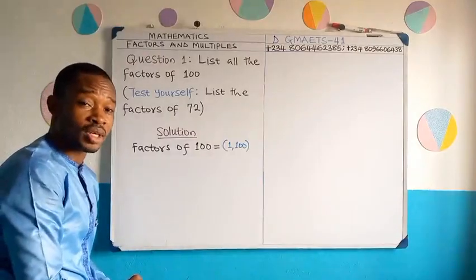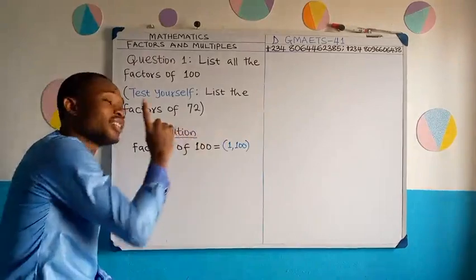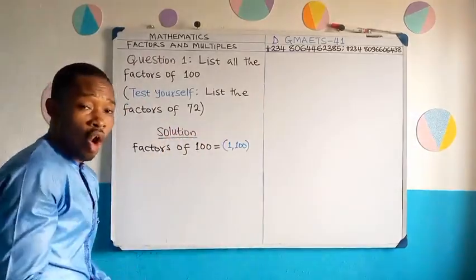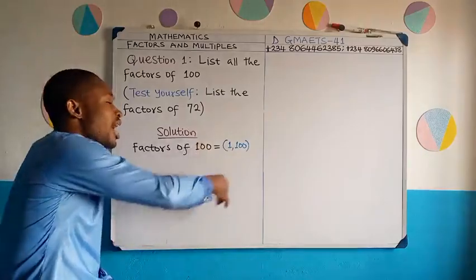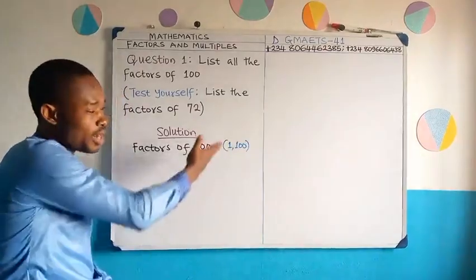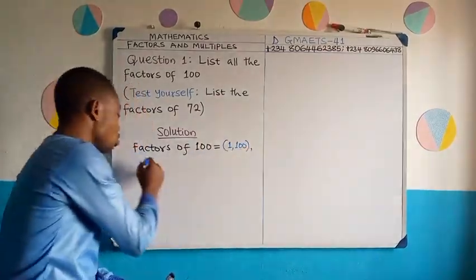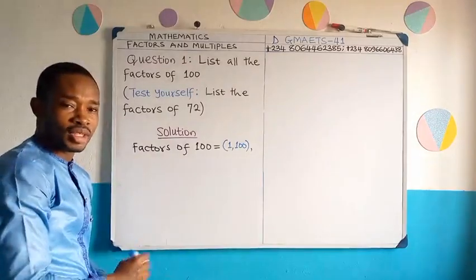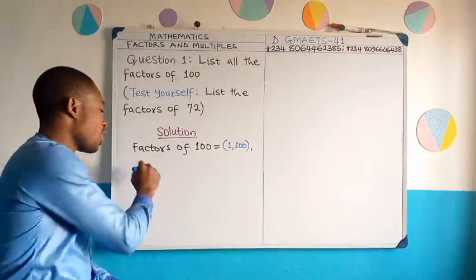Remember, factors of a number are the numbers that can divide that given number without remainder, or factors of a given number are the numbers that, when you multiply them, you get that given number. So 1 and 100 are factors of 100. Let's move to 2. Can 2 divide 100? Yes. Okay, 2 can divide 100.